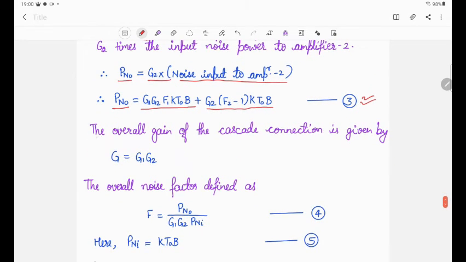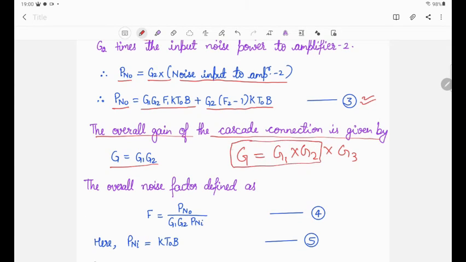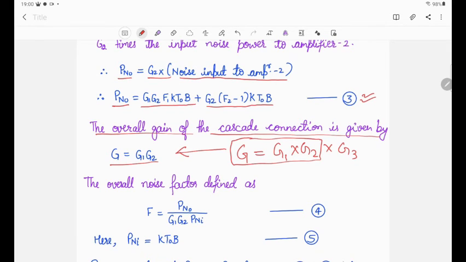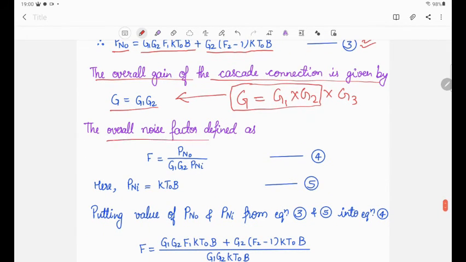Now we know that the overall gain of the cascaded connection is given by G equal to G1 G2, since both amplifier 1 and 2 are in cascade. For any amplifiers connected in cascade, the total overall gain is G1 multiplied by G2; if it is three stages, G3 will be there. But here only two stages are there. And the overall noise factor is defined as F equal to PNO divided by G PNI, which I have already explained.